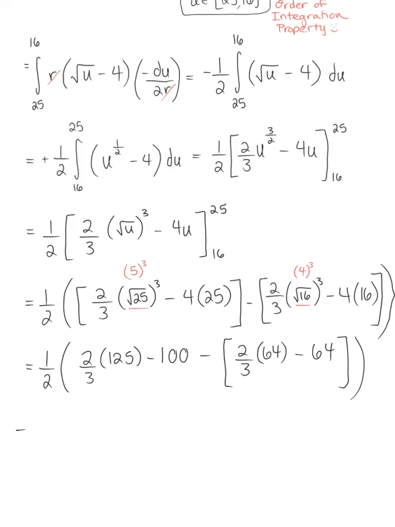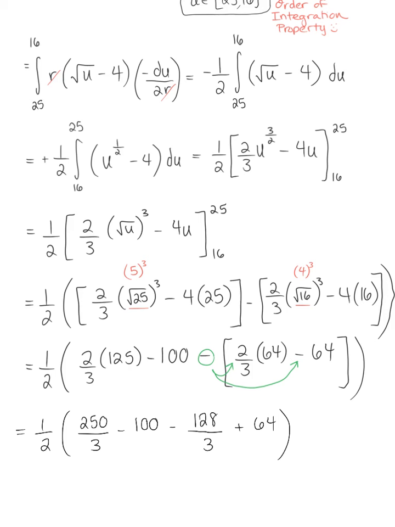So let's simplify this a little bit. We've got 1/2 multiplied by 2 times 125 leaves us with 250 over 3 minus 100. And now we can distribute this negative through to both terms, which is going to leave us with minus 128 all over 3 plus 64. So we've got a lot of like terms here.